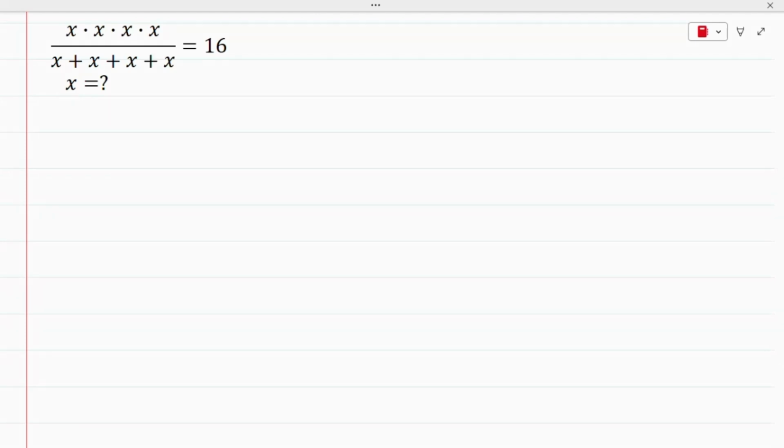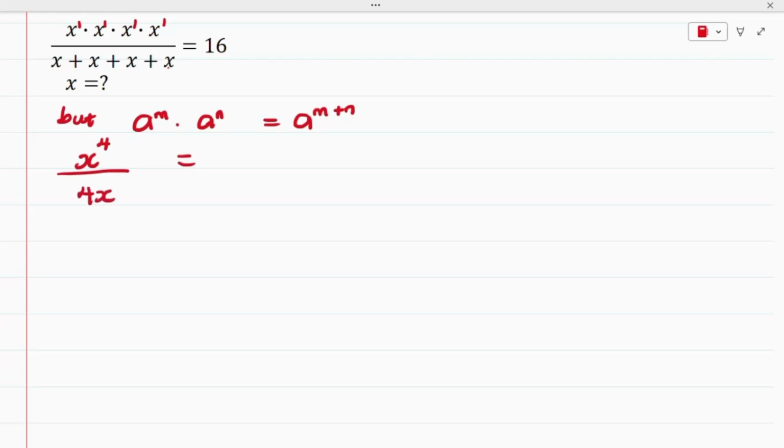So right here guys, we have this nice math Olympiad algebra problem and we are to find the value of x. The first thing we want to do is note that each of these is raised to the power of 1. But if we have a raised to the power of n multiplied by a raised to the power of n, this is equal to a raised to the power of n plus n. So applying this to the numerator, we have x raised to the power of 4.